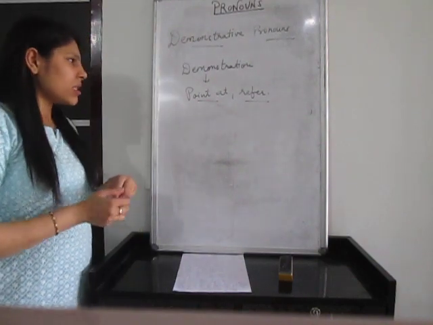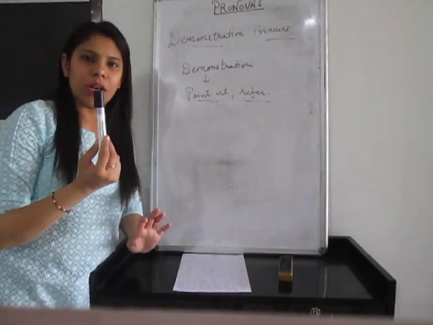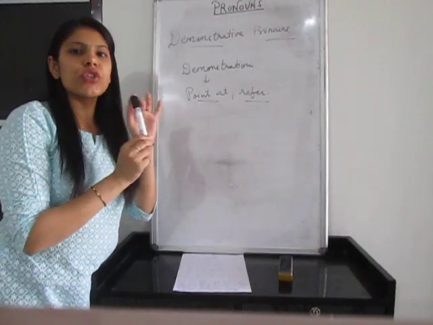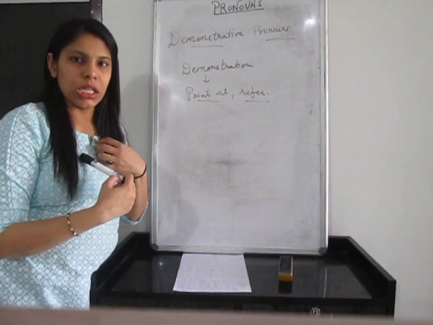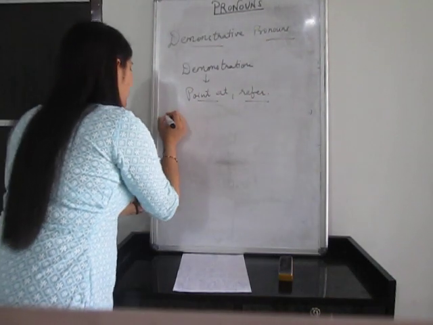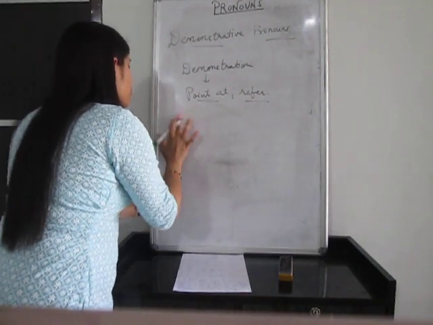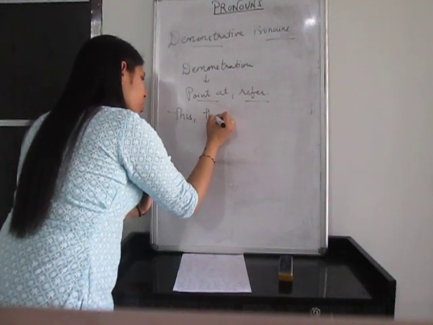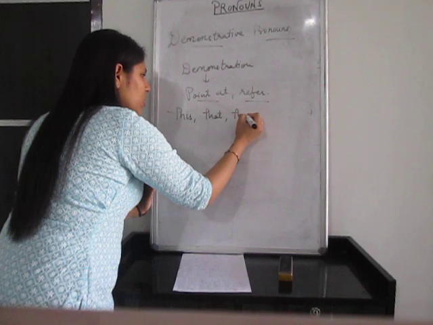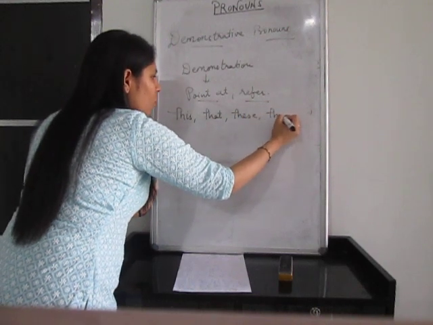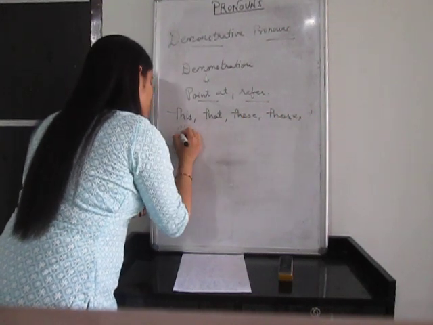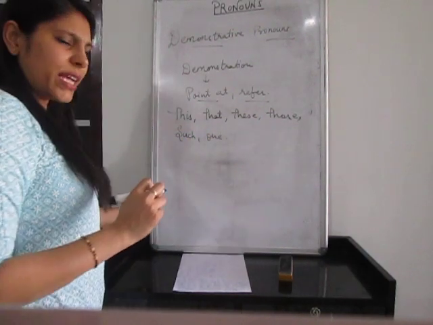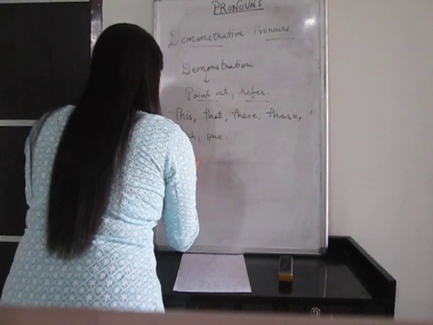So suppose I say, this is my pen, this is my marker. So I am showing you, I am pointing at it, I am referring to this marker, right? This is mine. So our demonstrative pronouns are this, that, these, those, such, and one, right? Let's talk about them.